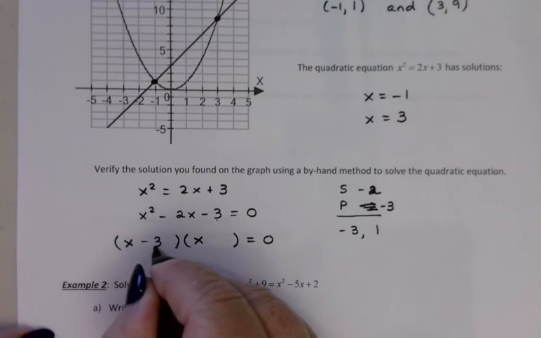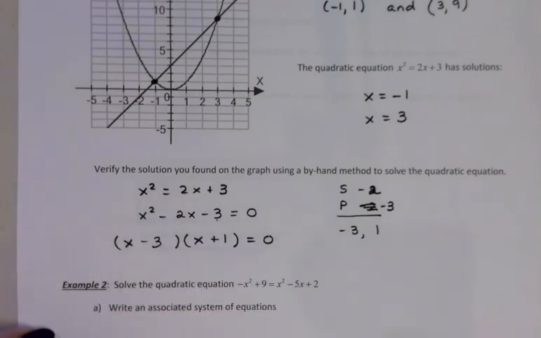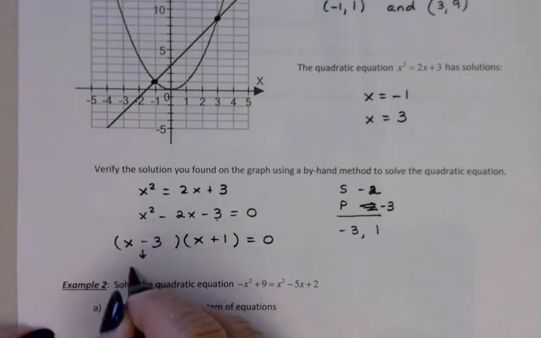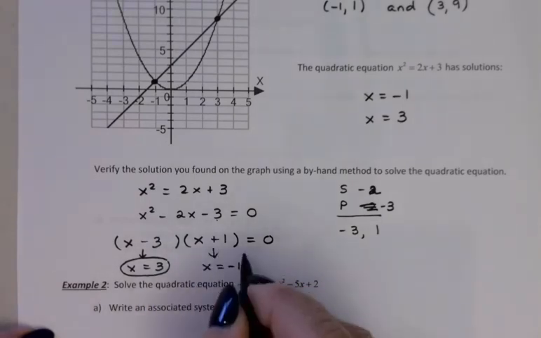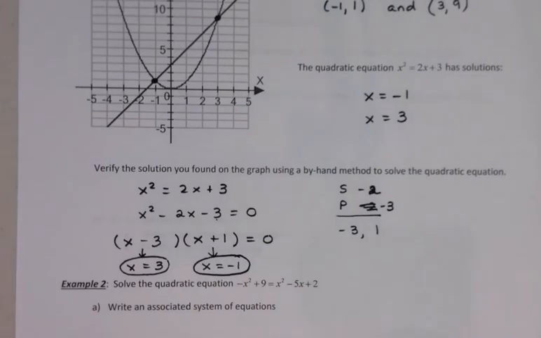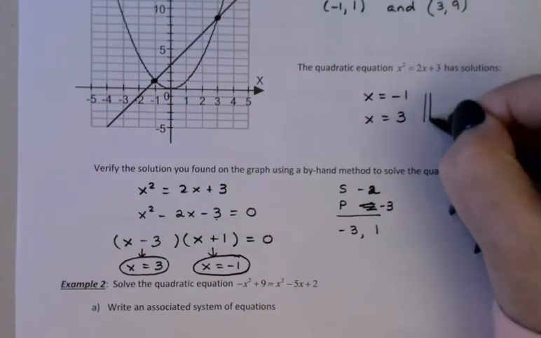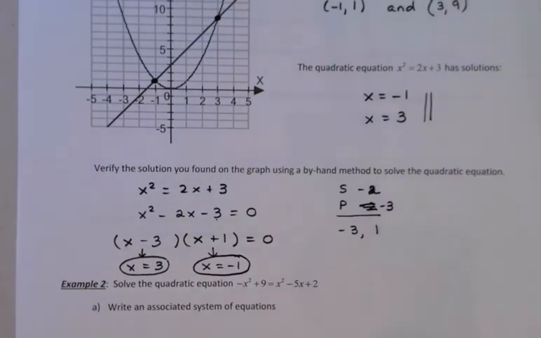So x minus 3, x plus 1. If x minus 3 is 0, then x equals 3. And if x plus 1 is 0, then x equals -1. And those are exactly the solutions that we had up here. So everything seems to be working out just fine.